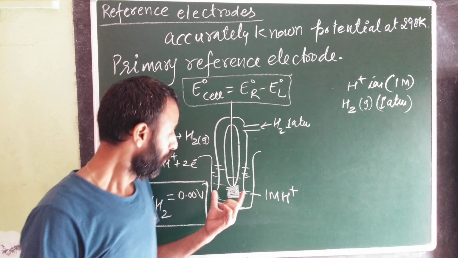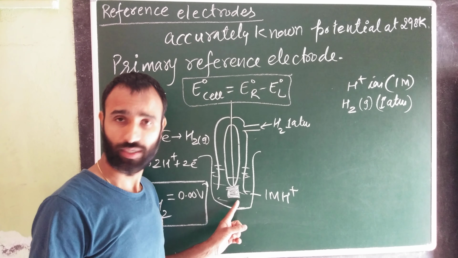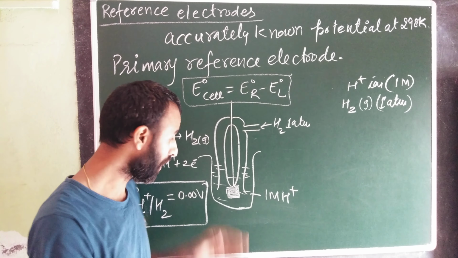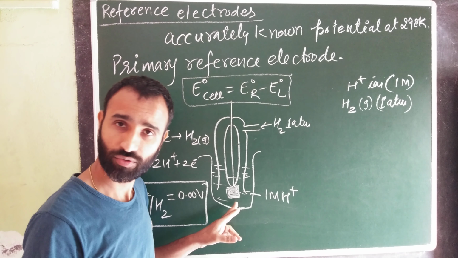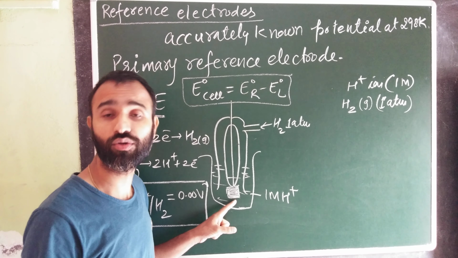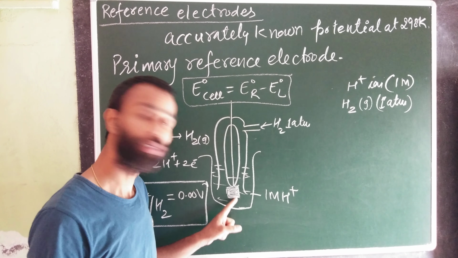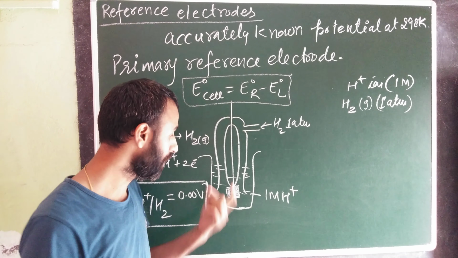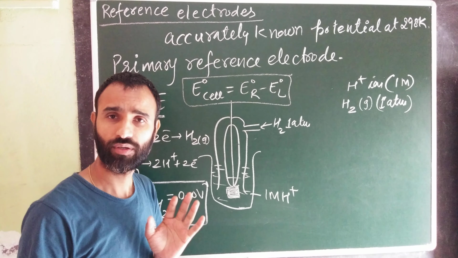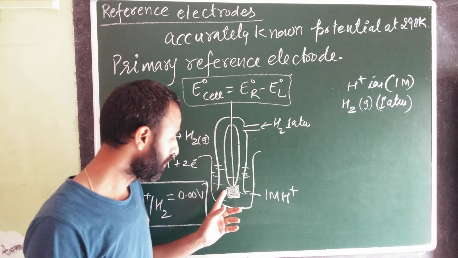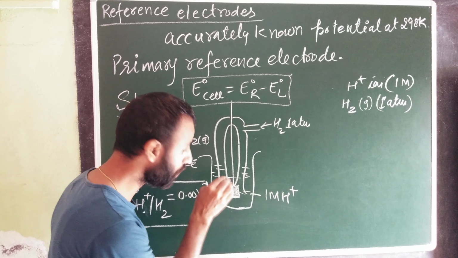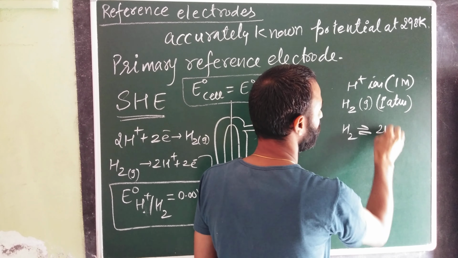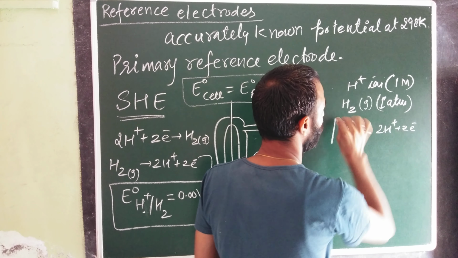Then this platinum foil, there is a platinum black covering to increase the surface area so that hydrogen gets absorbed on it. Okay, but this platinum foil is easily poisoned. That platinum black on it is easily poisoned in the presence of impurities. Even a small amount of impurities can poison it because they get absorbed on it. Therefore equilibrium between hydrogen and H plus ions is difficult to maintain.